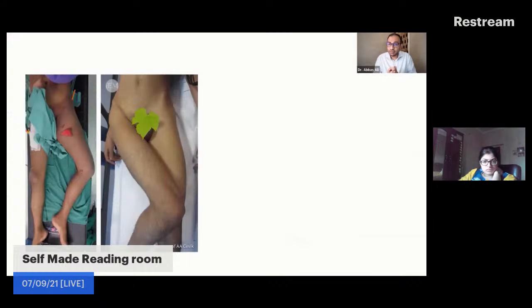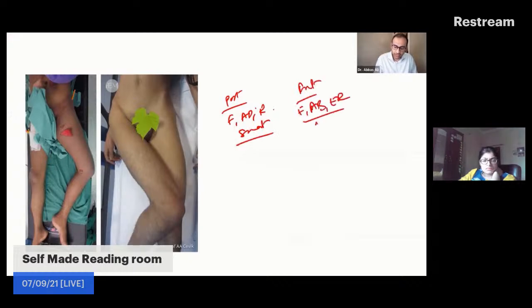Right. So now, please remember, the attitude of posterior dislocation is flexion, adduction, internal rotation with limb shortening, and anterior dislocation is flexion, abduction, external rotation with limb lengthening, right?